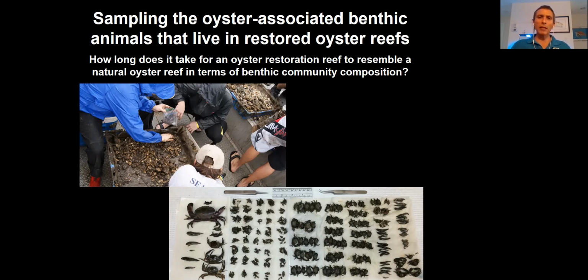So one of the things that interests me is looking at how long it takes a restored oyster reef to start to function or look like a natural reef, not in terms of the oysters, but in terms of all the animals that live in the reef.